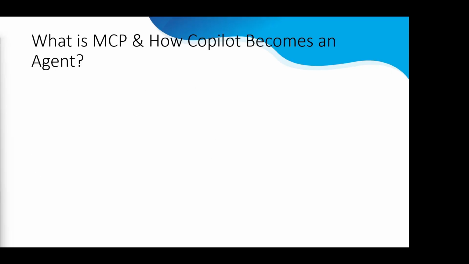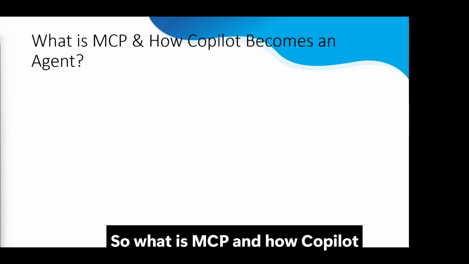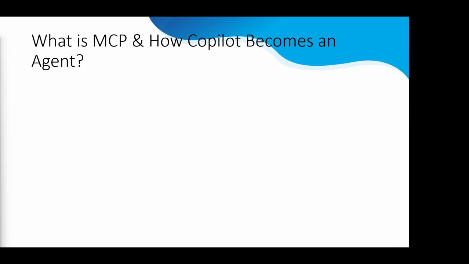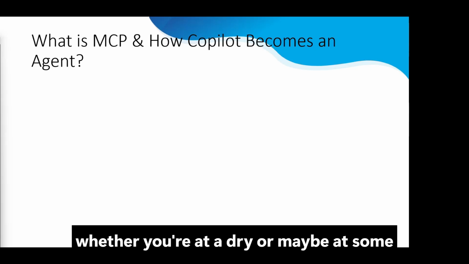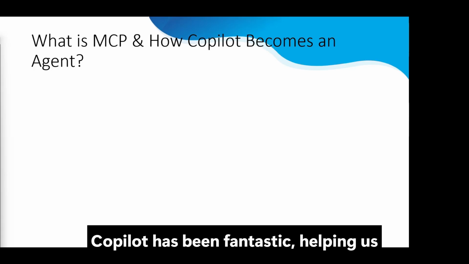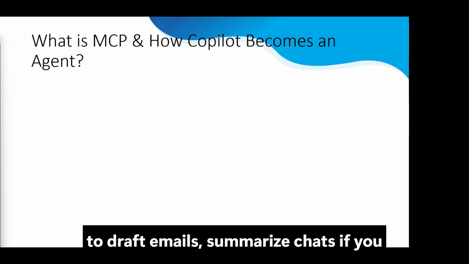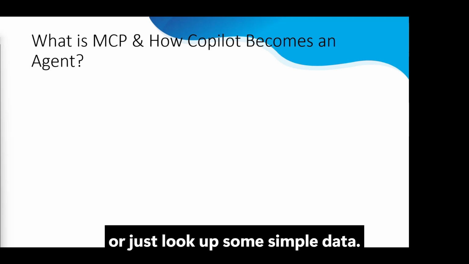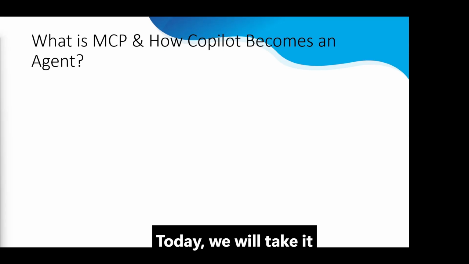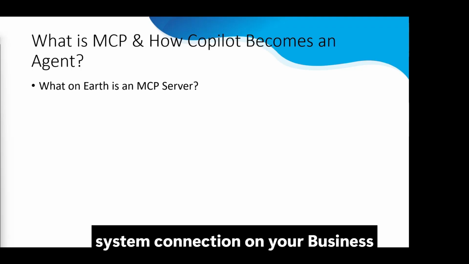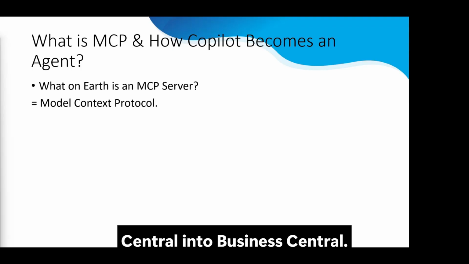Cool. So what is MCP and how Copilot becomes an agent? You've likely been hearing a lot about Copilot. And up until now, Copilot has been fantastic, helping us to draft emails, summarize chats if you use Microsoft Teams, for example, or just look up some simple data. Today, we will take it further and talk about how Copilot and other AI tools can have a direct brain-to-system connection into Business Central.